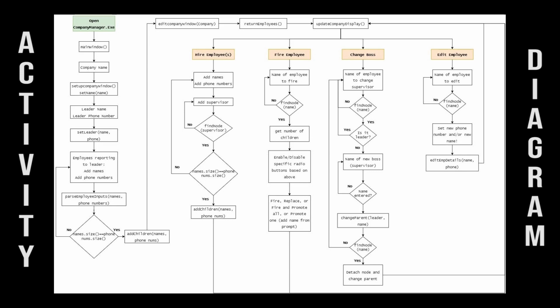Lastly, there's the edit employee method where I just search up the employee, and if it finds the node, I can assign a new name and a new phone number. And after doing any of these methods, I call the update company display, which updates the view in real time.